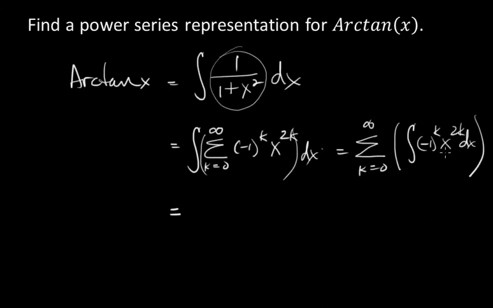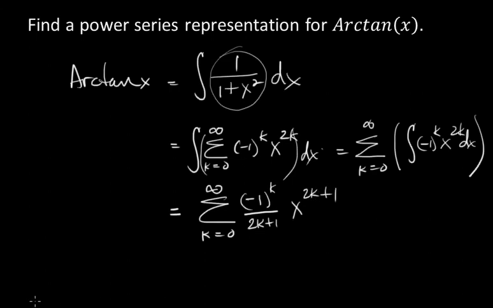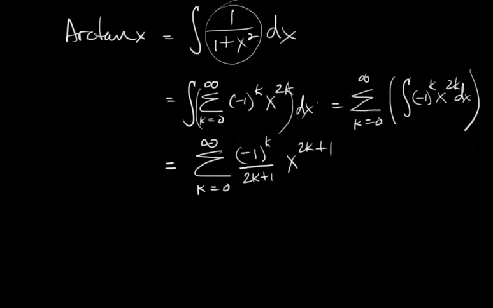All right, so we have this. Now I'm going to integrate with respect to x. So I'm going to just raise the exponent by 1, and I will have the summation. And let's see, when I integrate, I still have from k equals 0 to infinity. I'll get minus 1 to the k, and I will divide by 2k plus 1 times x to the 2k plus 1. And that is the answer to the question. This is a power series for arctan.